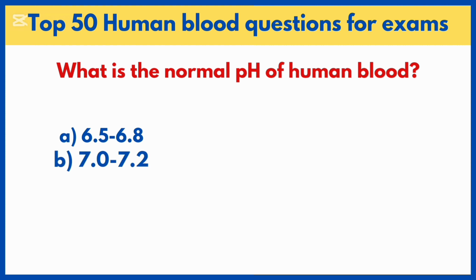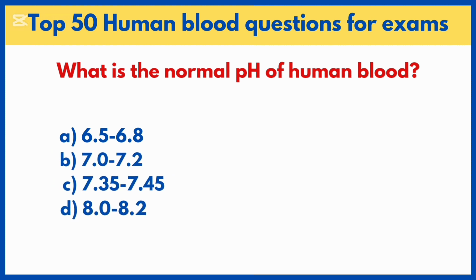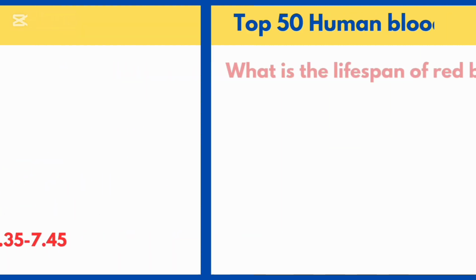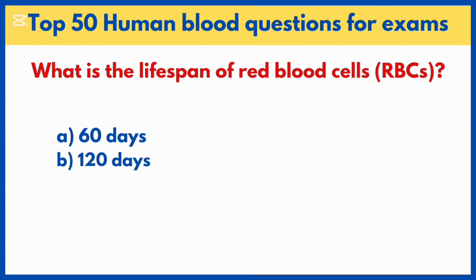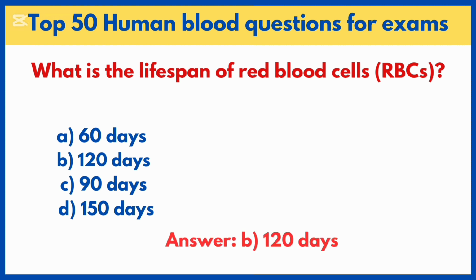What is the normal pH of human blood? Correct answer is option C, 7.35 to 7.45. What is the lifespan of red blood cells? Correct answer is option B, 120 days.